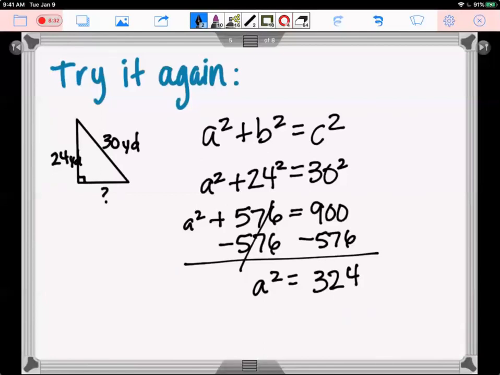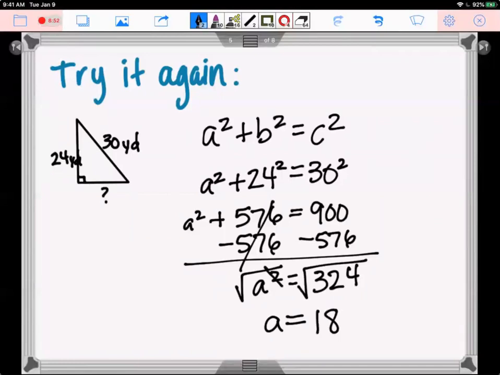All right, now you know what to do, right? To get rid of that square, we do the inverse operation, the opposite operation, which is the square root. Square root. That cancels, so we have just a left over. And what is the square root of 324? 18. Oh, it's a whole number this time.